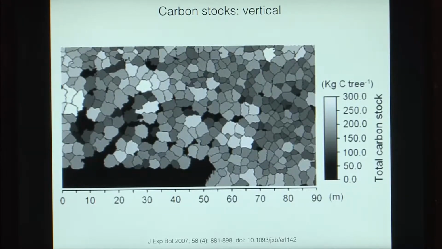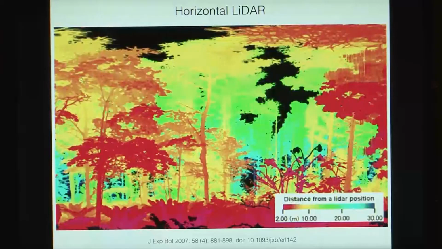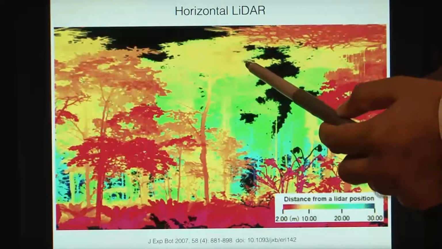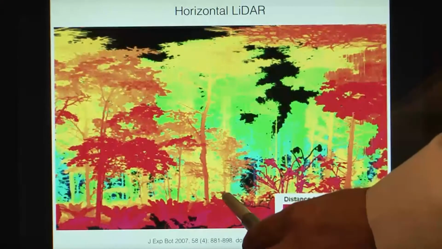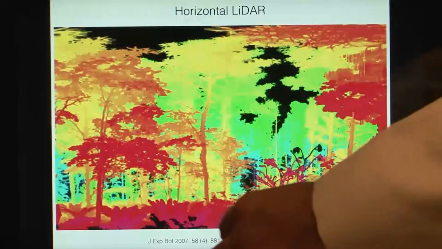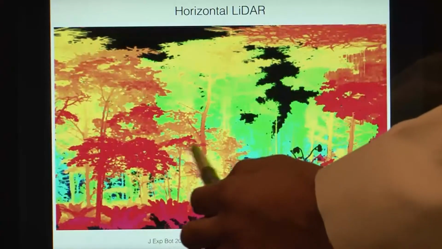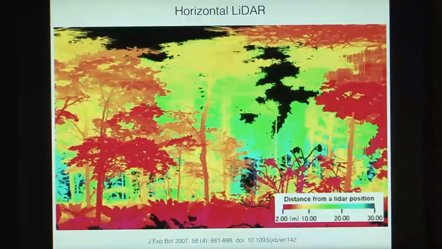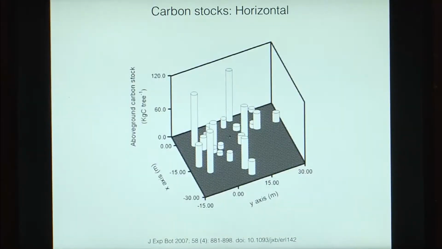Now, all this information can be had from the airborne laser, but we can also use a horizontal lidar. So, in the case of this horizontal lidar, these different colors are showing the distances from the lidar. So, for instance, this tree is close by as compared to this tree. So, here we have put our lidar out there on the ground, and that is scanning the whole forest region, and once it has scanned the whole region, it will give you this picture of the forest. We can also use that to measure the carbon stocks.